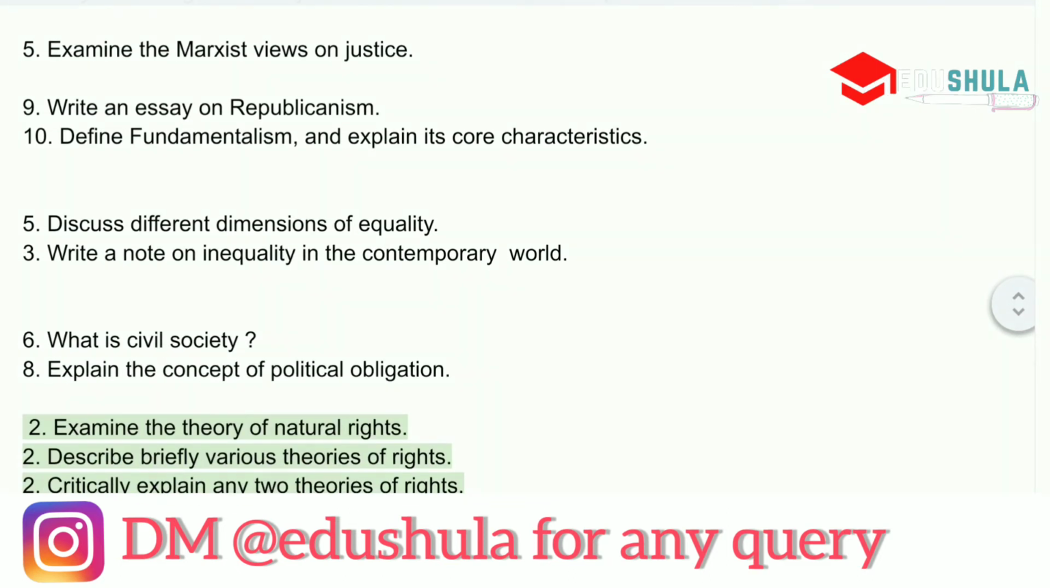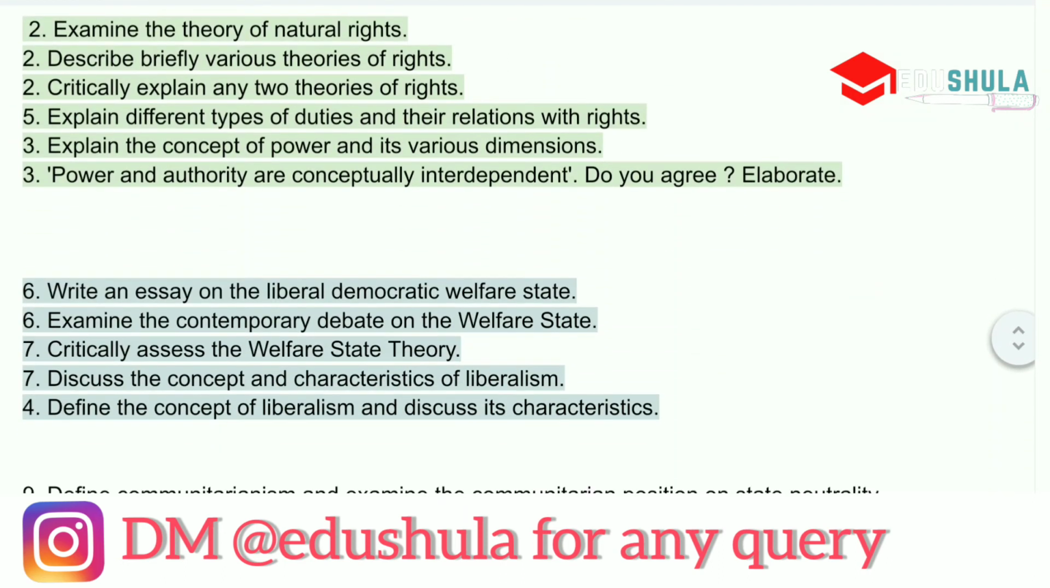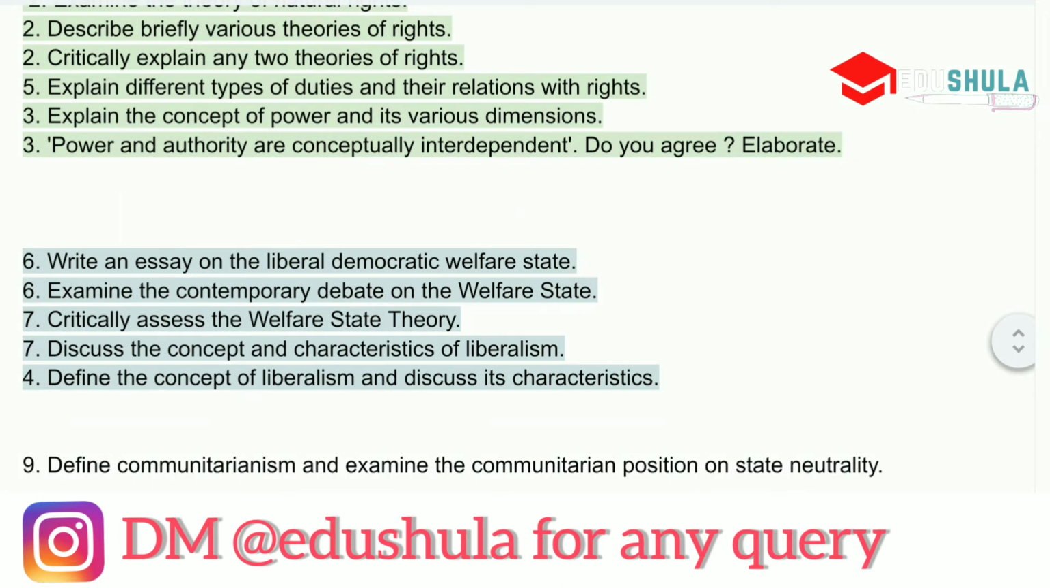Write a note on inequality in the contemporary world. What is civil society? Explain the concept of political obligation. Examine the theory of natural rights. Describe briefly various theories of rights.